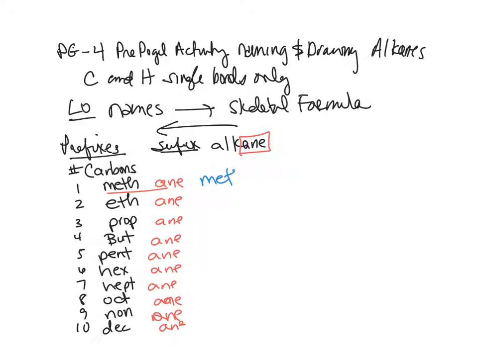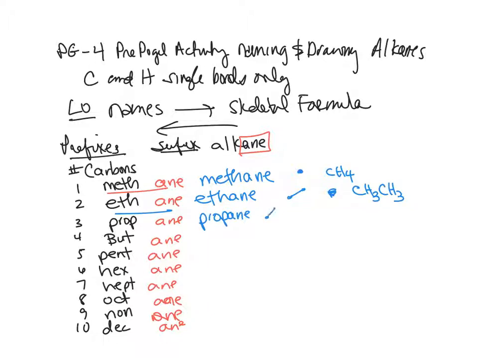So methane is just CH4. Ethane becomes this, which is CH3, CH3. Propane becomes this, which is CH3, CH2, CH3. These are the condensed formulas.